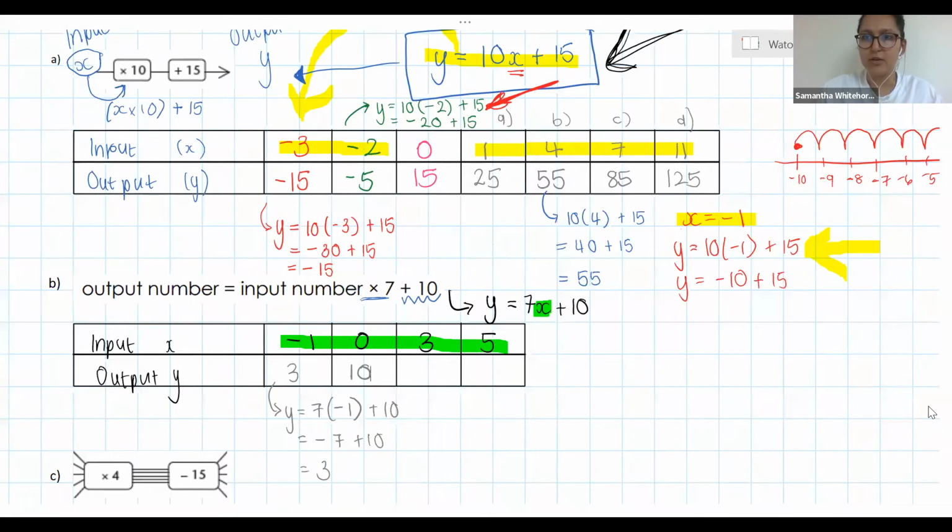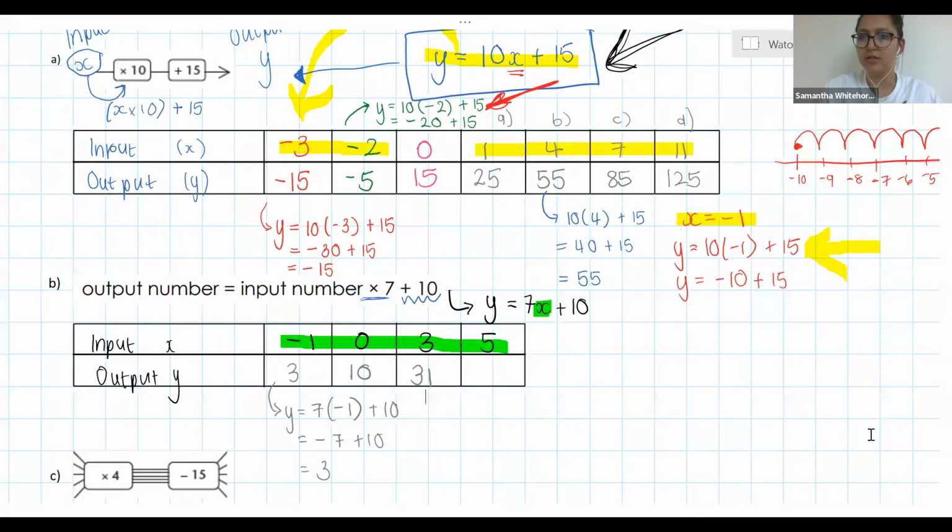Okay, Timbela, do you want to give us the output when our input's 3? Yes. Okay, tell us what it is. y is equal to 7 times 3 plus 10. Good. And 7 times 3 is 21. Good. Plus 10, 31. Excellent. Well done. So exactly, guys, 7 times 3 is 21. 21 plus 10 is 31.